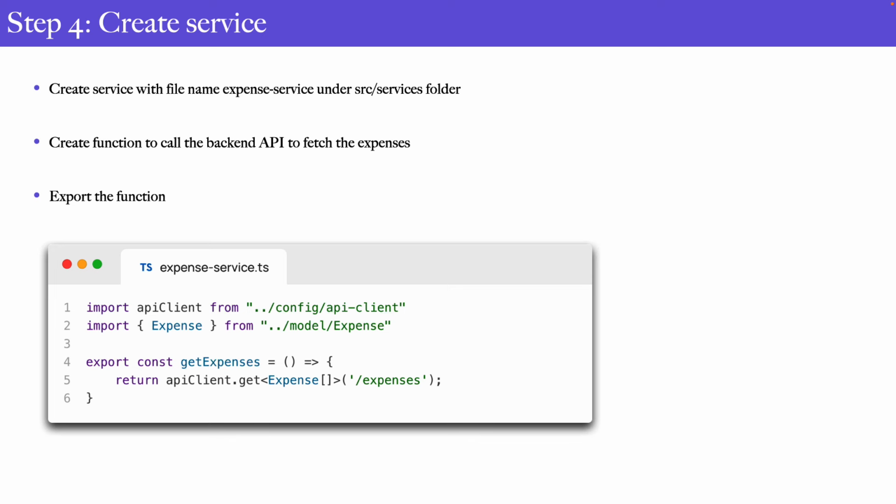We will make use of the API client and call the get method, and we are going to pass the URI path which is /expenses. And for this URI, by default, the Axios library will prepend the base URL. And finally, we are going to return it. And also, we will be exporting this function as a named export.